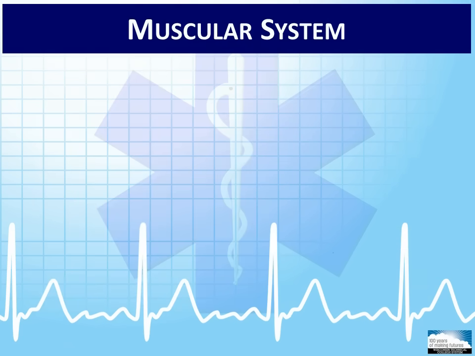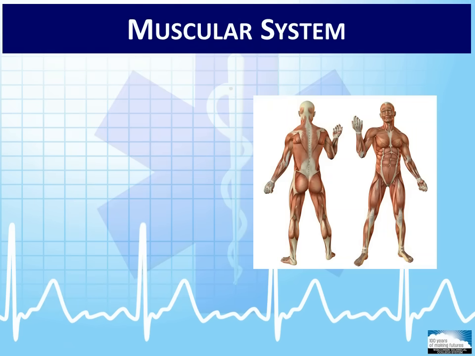Integral to the skeletal system is the muscular system. The two are so intertwined that some refer to both systems as a single musculoskeletal system. For our purposes as emergency medicine providers, however, we will consider the two as separate systems. The muscles in our body perform some very important functions. First and foremost, the muscles provide for movement.